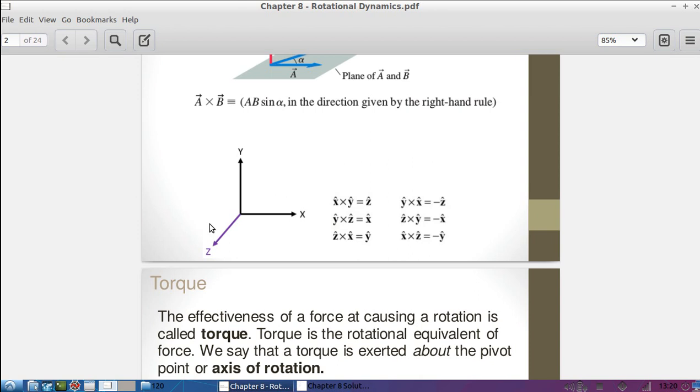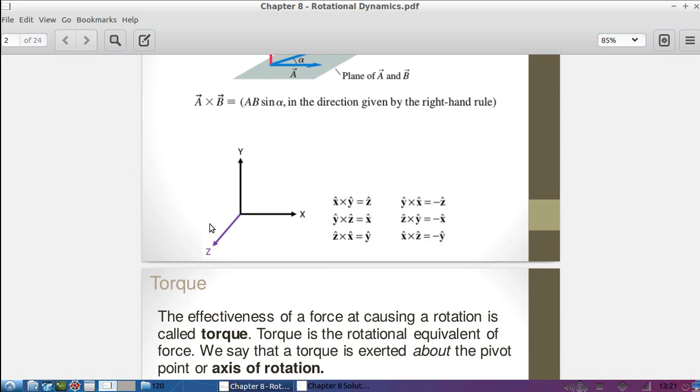Take your right hand, make sure it's flat. You point your fingers in the X direction, and then you want to curl your fingers in the direction of the y-axis. Right, so I'll be curling my fingers up towards the y-axis. My thumb is pointing towards me right now. Okay, so if my fingers are in the direction of the x-axis, flat, I curl them in the direction of the y-axis. My thumb is pointing in the direction of the z-axis.